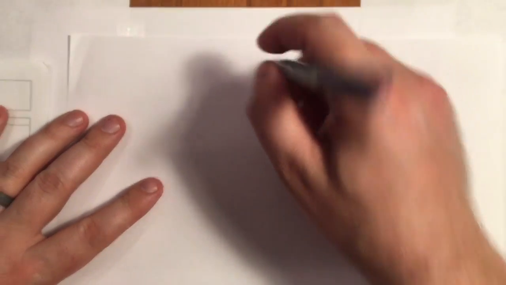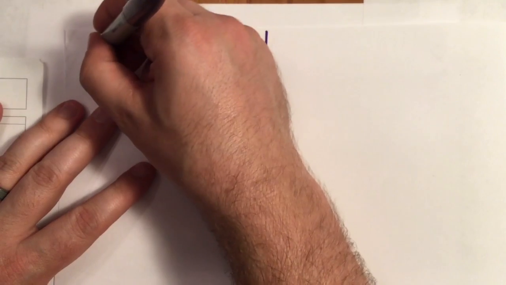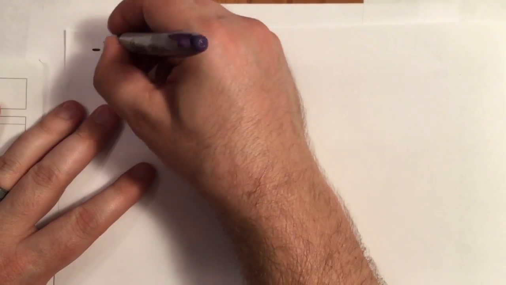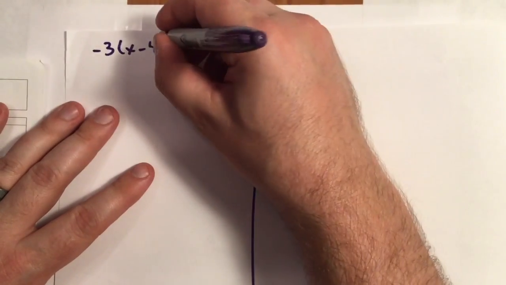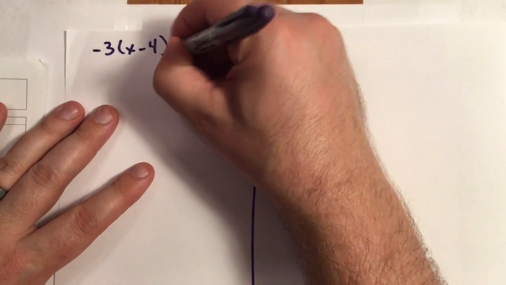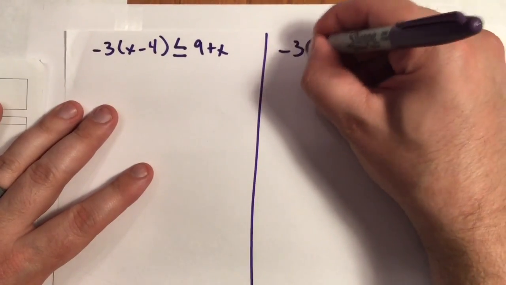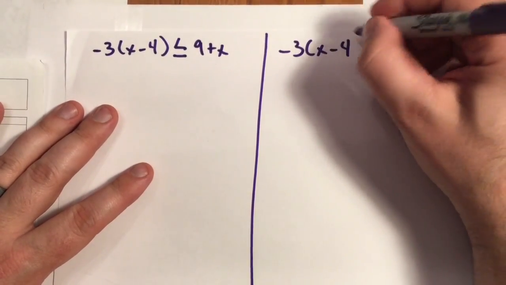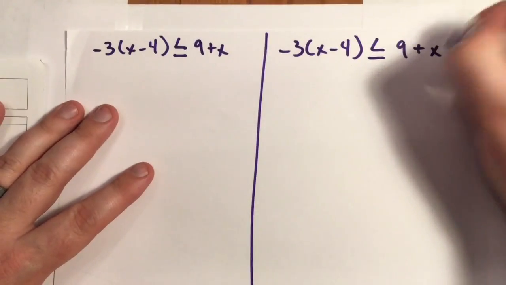All right. And you know what? I don't know if I've shown this previously, but I'm going to do this 2 times so we can see. There's a rule that we use, and maybe this will help illustrate it. So I have negative 3 times x minus 4 less than or equal to 9 plus x, and I have the same thing here. Minus 4 less than or equal to 9 plus x.